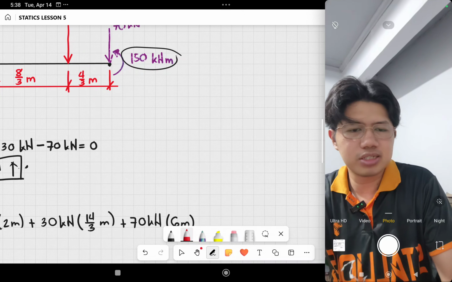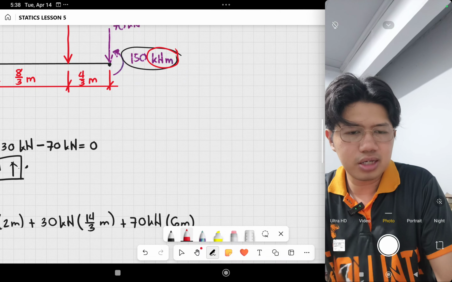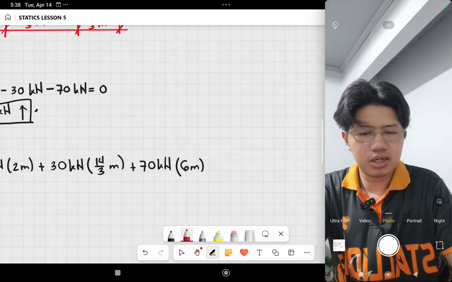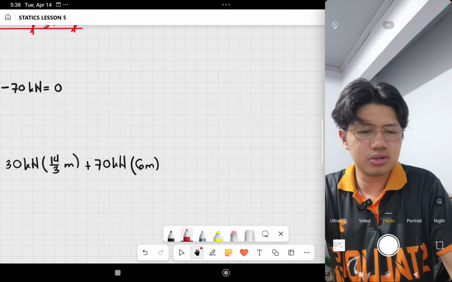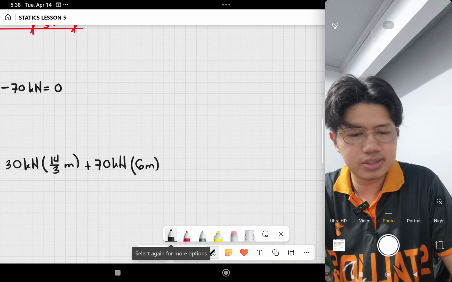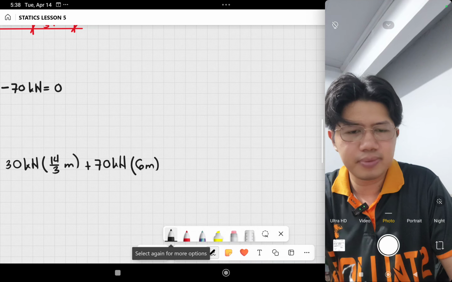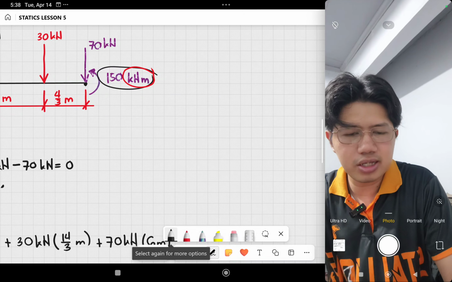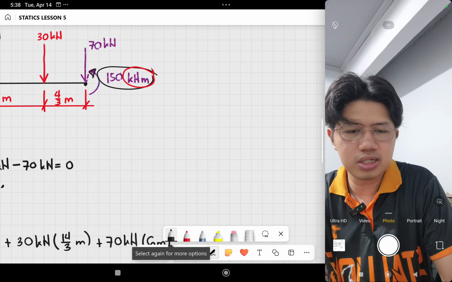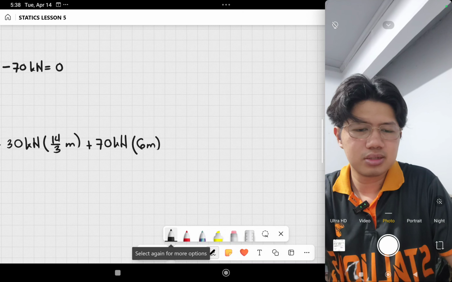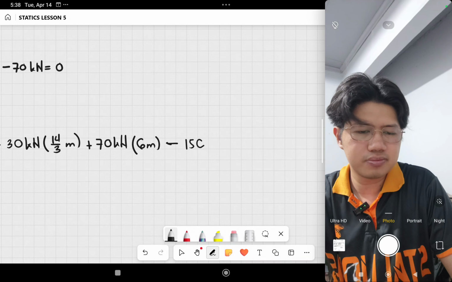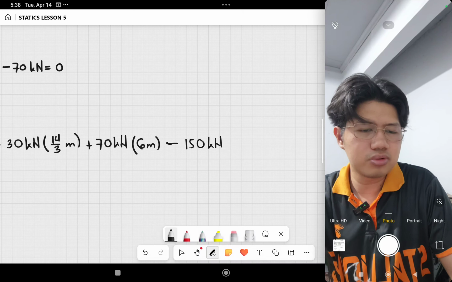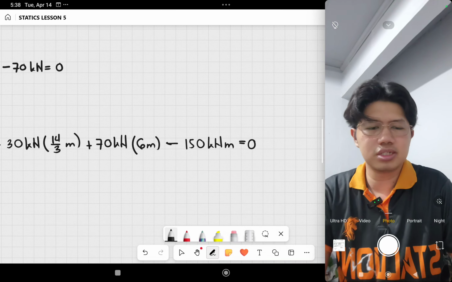Okay? Basta naka kilonewton meter na yung unit, tapos nag-summation moment ka. Okay? You don't need to give it a distance. Kasi yun na yun. Titignan mo na lang kung ano yung direction niya. So, this one is counterclockwise. So, that is minus 150 kilonewton meter. Equate that to 0.